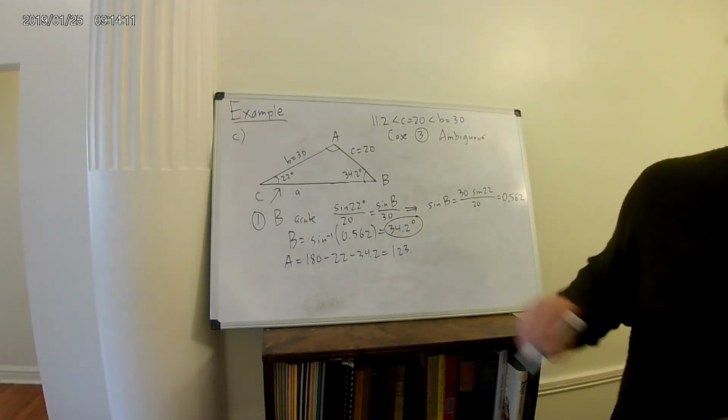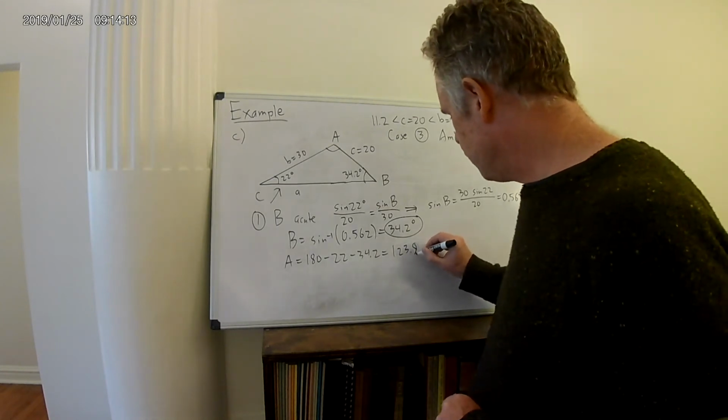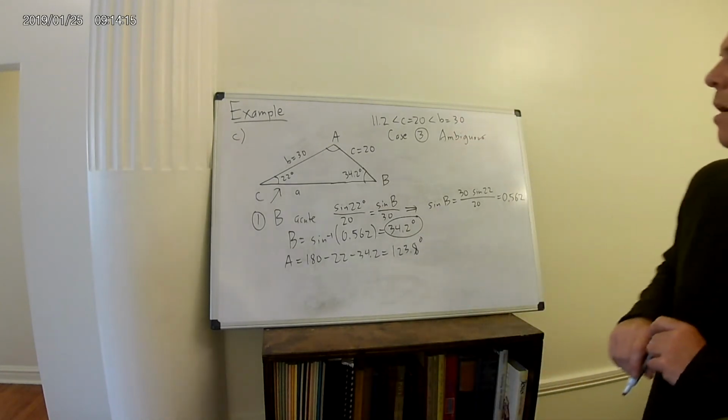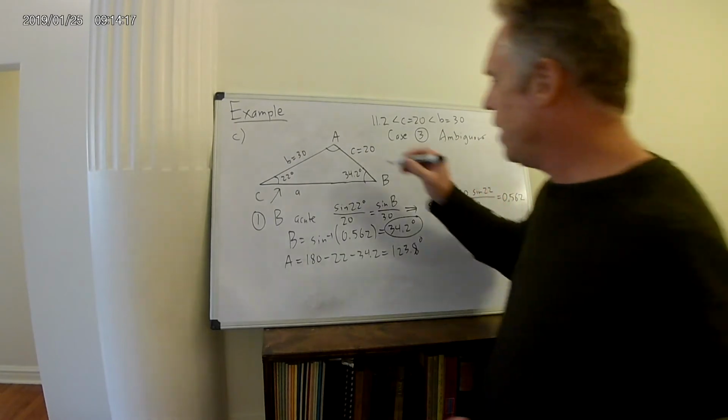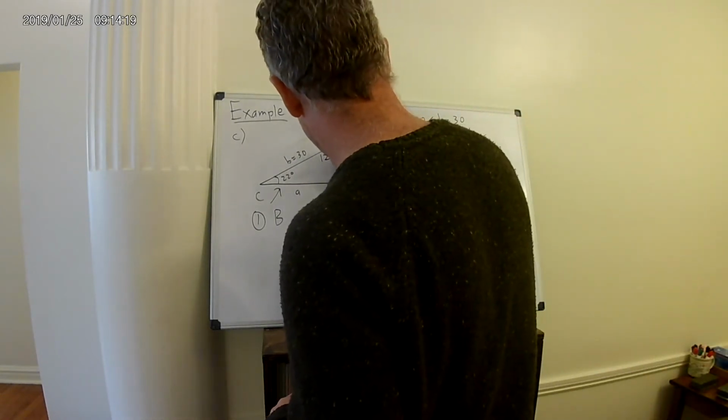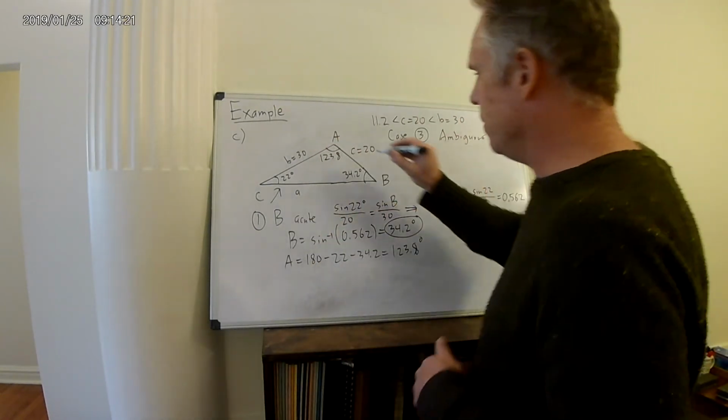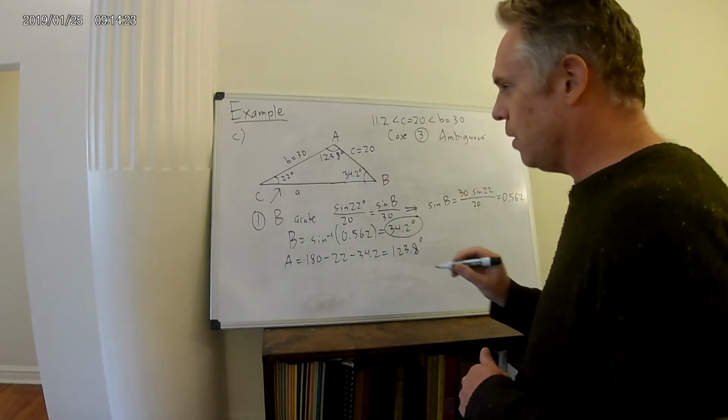If I did the math of this correctly, 123.8 degrees. That's angle A. And then the final part of this is to get side length A. I'm going to use the law of sines again.